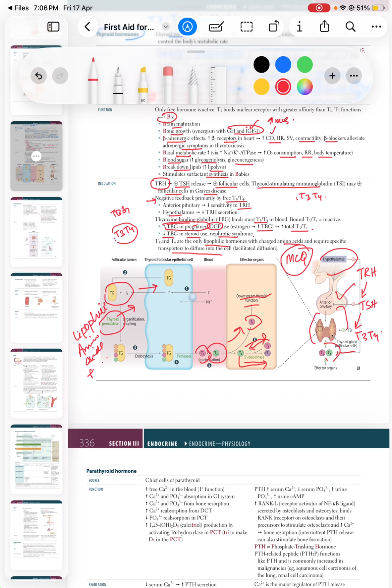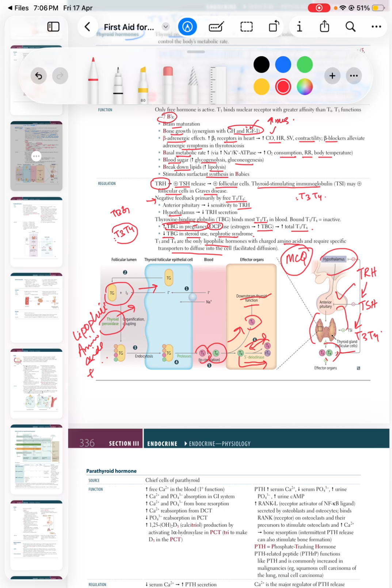Also, it is mentioned that T3 and T4 are lipophilic hormones, and for their transport, they require specific transporters to diffuse into the cell, which can facilitate the diffusion of these hormones into the cells.